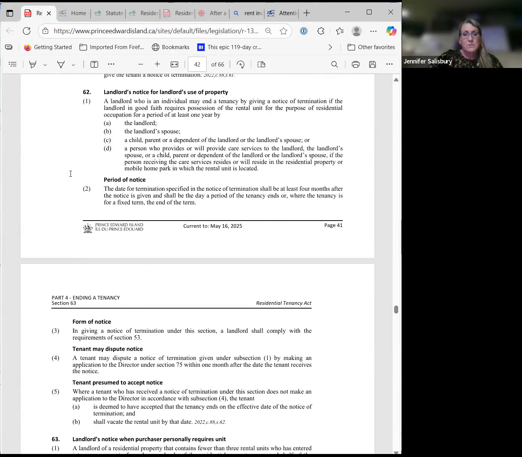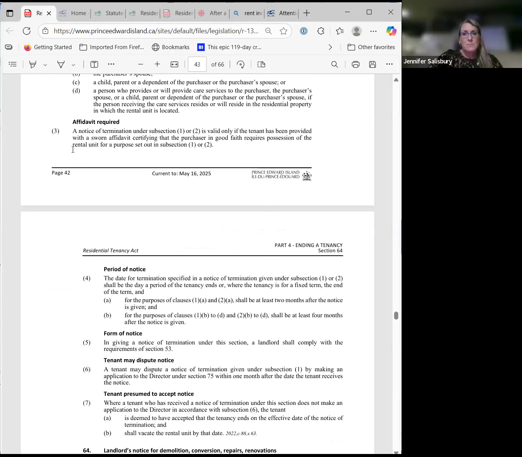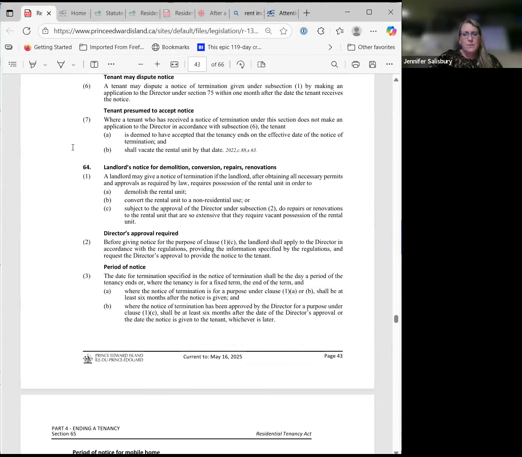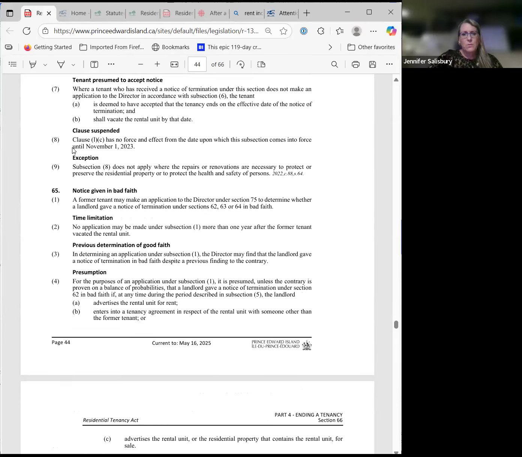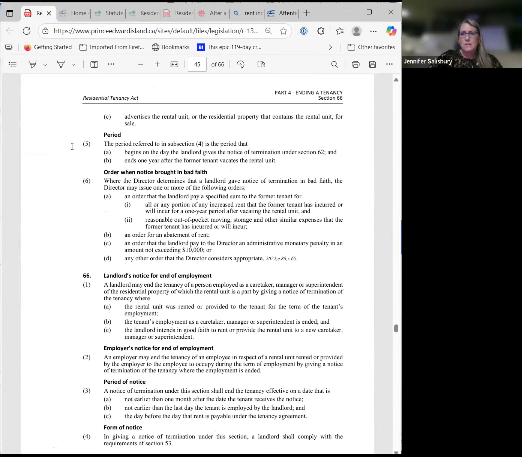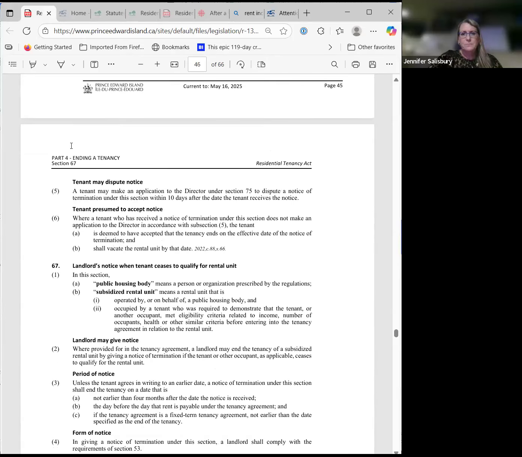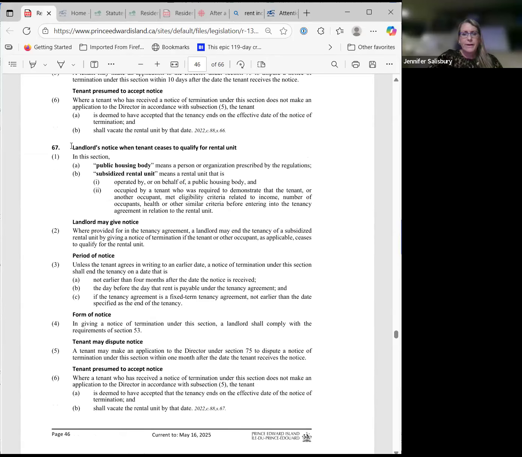Landlord may not provide. I'm just looking through this as we go through condominiums, affidavit. As we go through this, it talks about notice given in bad faith. Everybody's got to play in good faith. It's just karma's a bitch. It'll get after you.